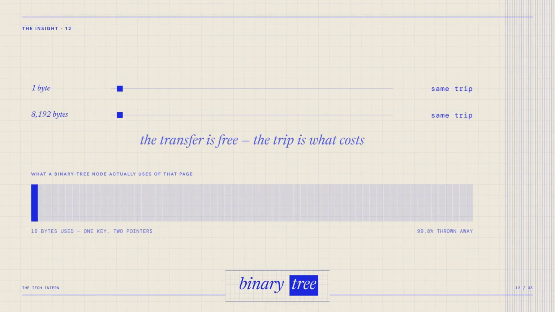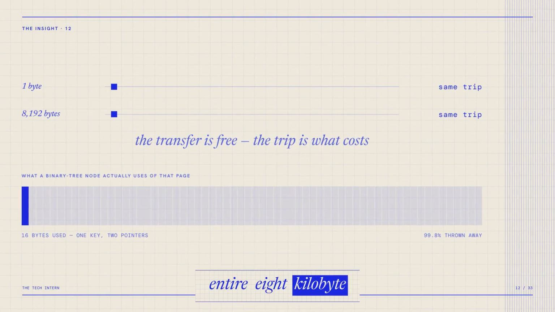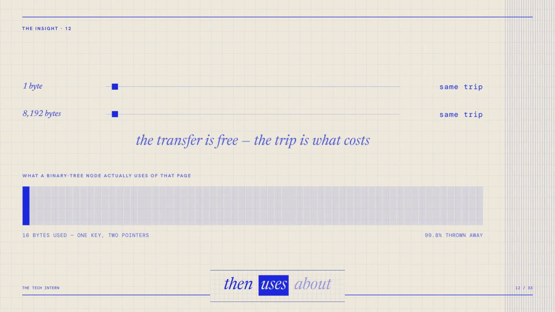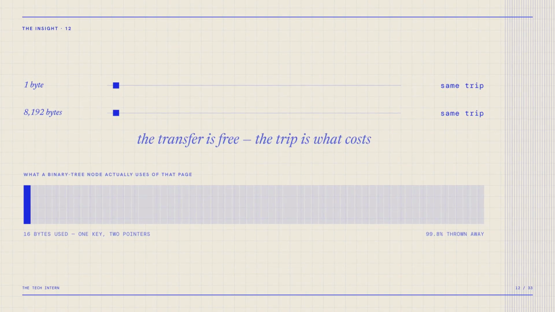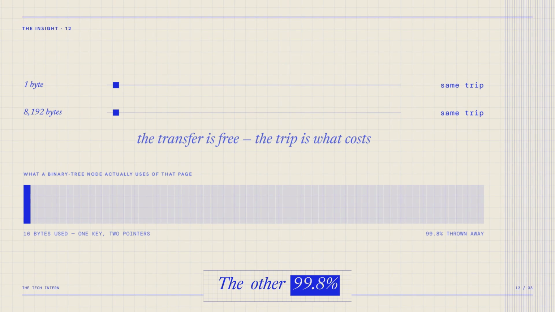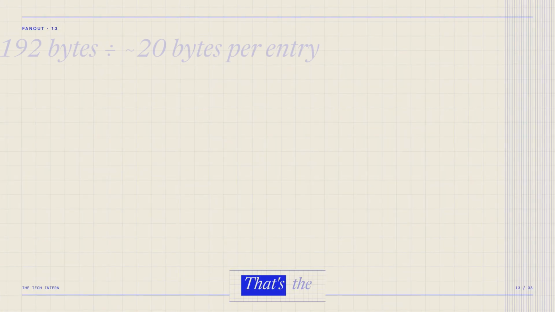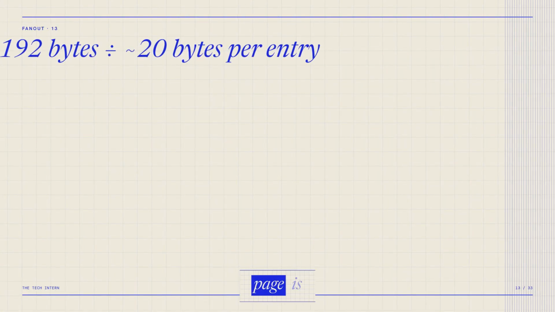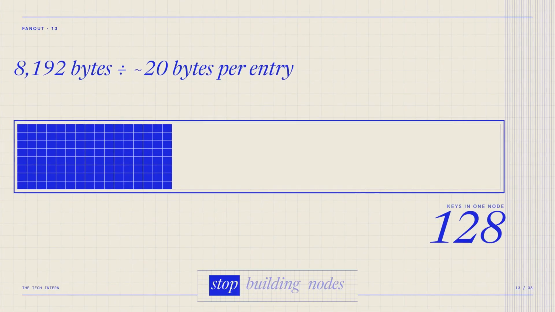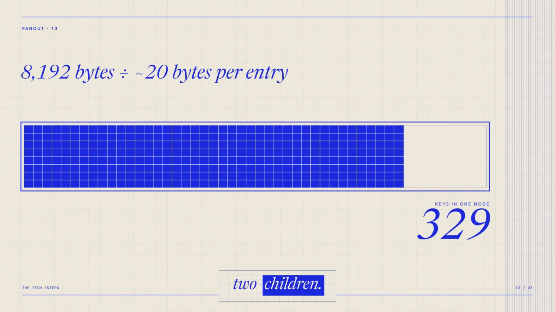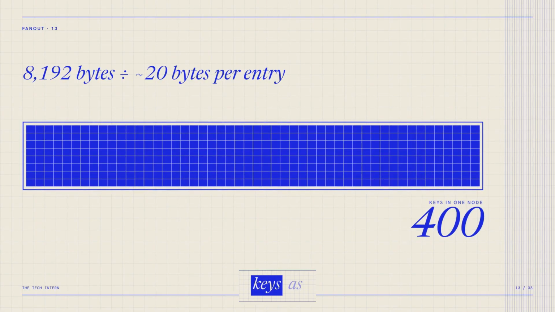So our binary tree is doing something genuinely absurd. It pays for an entire 8 kilobyte page load and then uses about 16 bytes of it. One key, two child pointers, the other 99.8% of what we just paid for gets thrown away. That's the whole realization. If a page is what we pay for, a page is what a node should be. So we stop building nodes with two children. We build one node that fills the entire page. Pack in as many keys as fit.